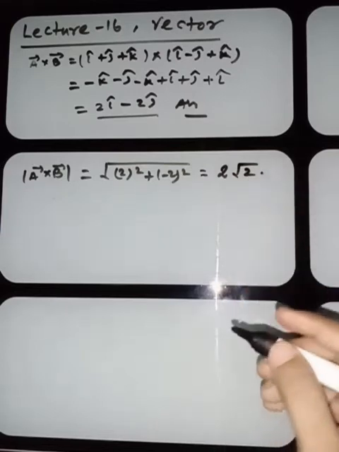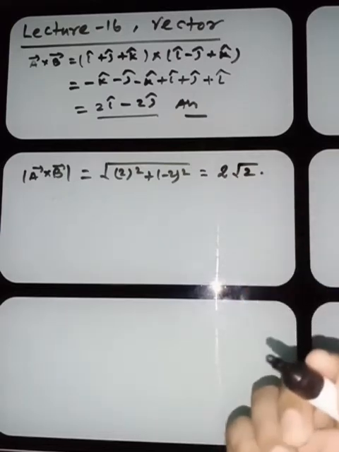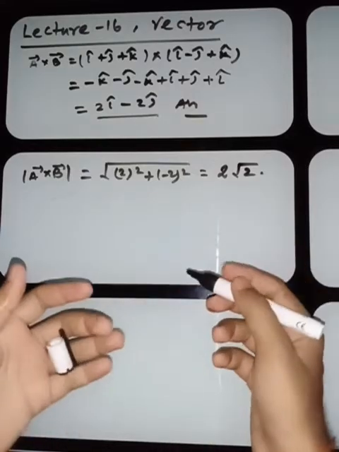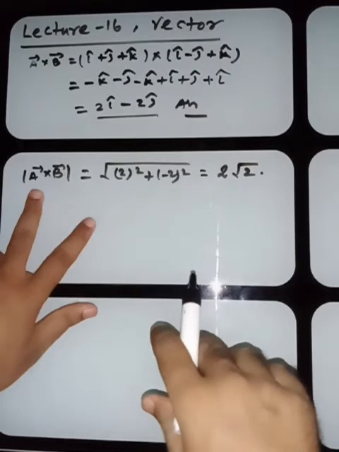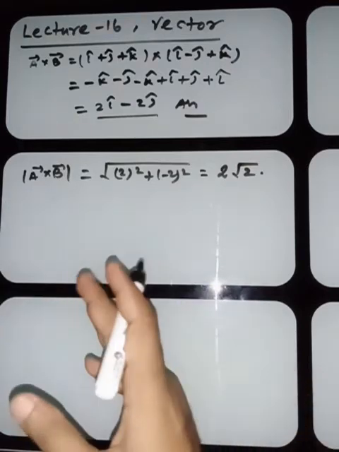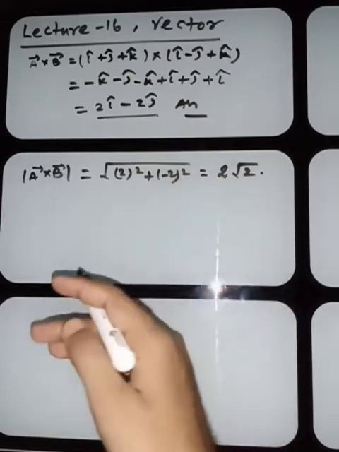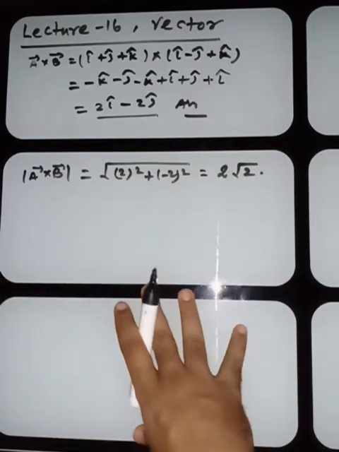2 root 2. You can find the answer. How to find the magnitude. My dear students, if someone asks the direction of A cross B, what will be the direction of A cross B with the x-axis? Then you can find out the answer here again. It will be 45 degrees. So this one is the first method to find the cross product.